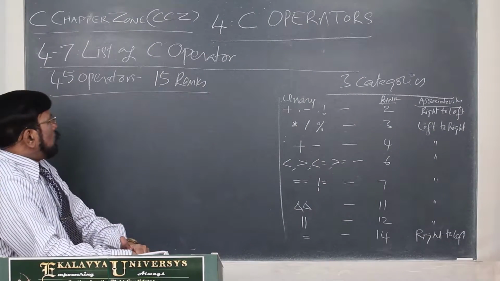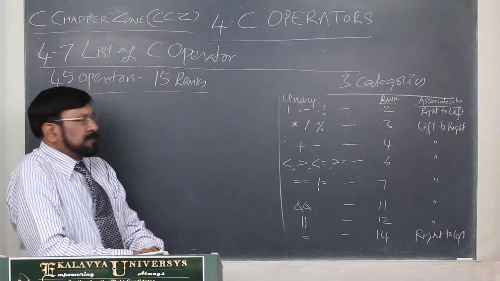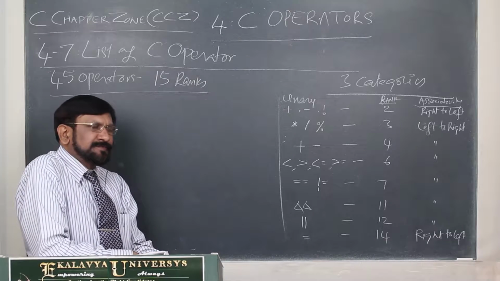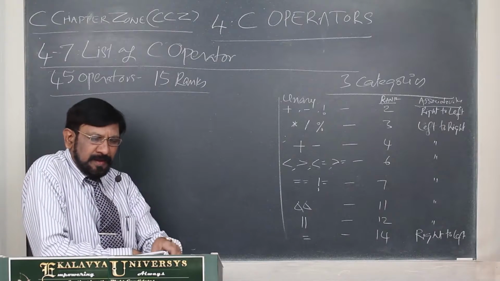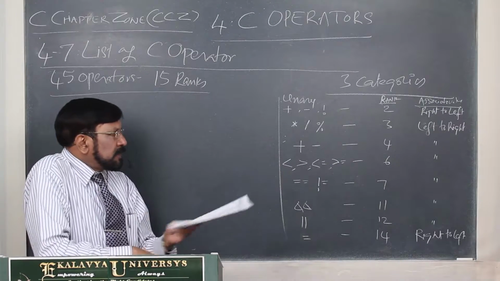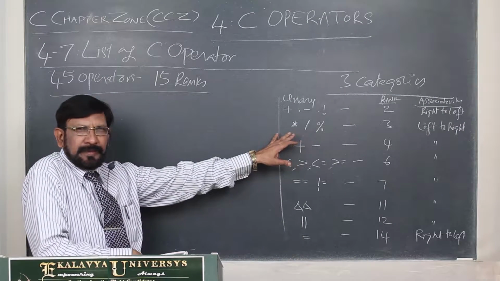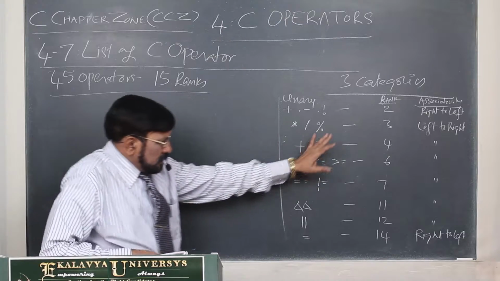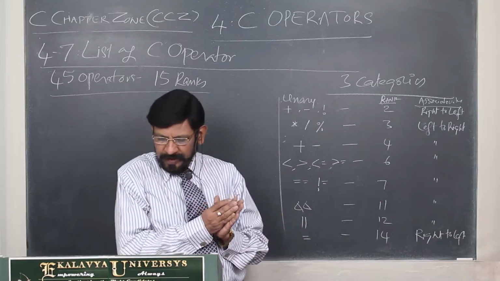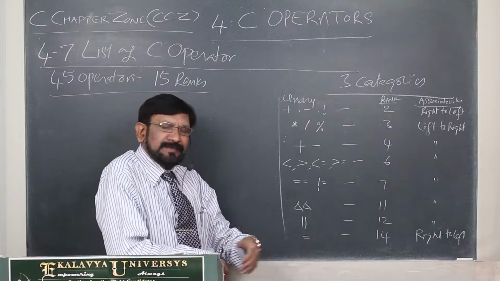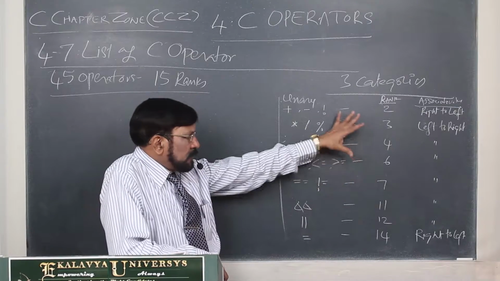Now, 4.7: list of C operators. In the 4.7 concept, I have given the complete list of operators in this format. I already briefed you about this table. You can find 15 ranks in total. There are almost 45 operators.